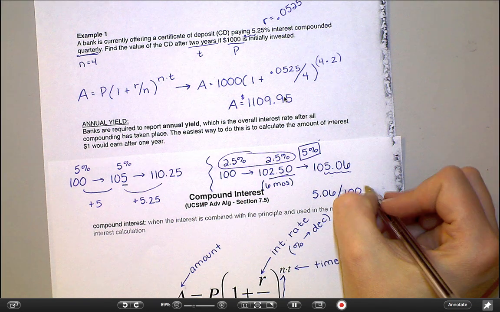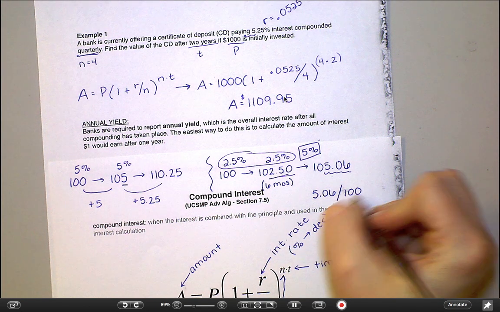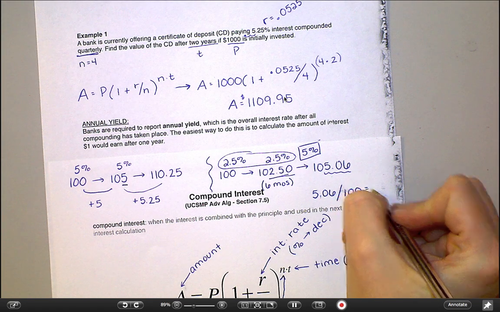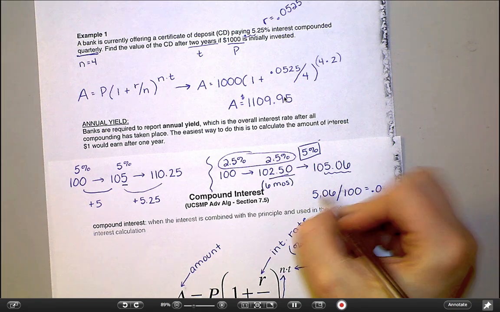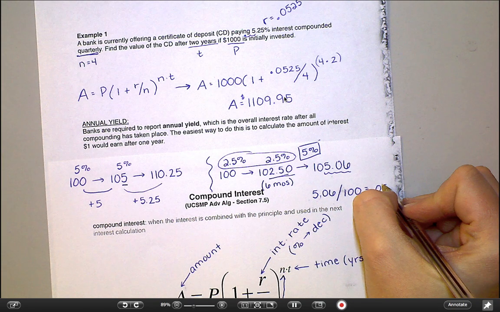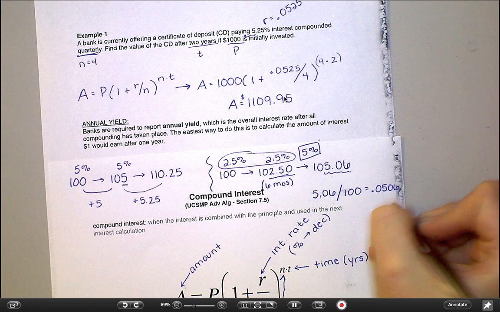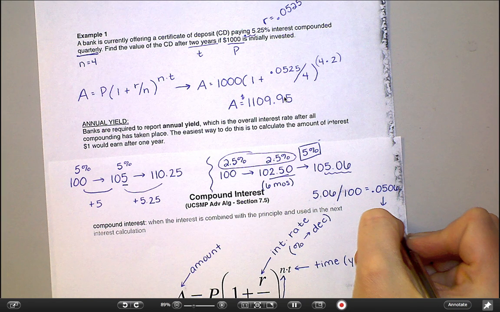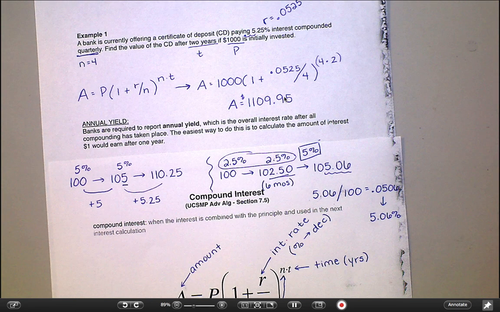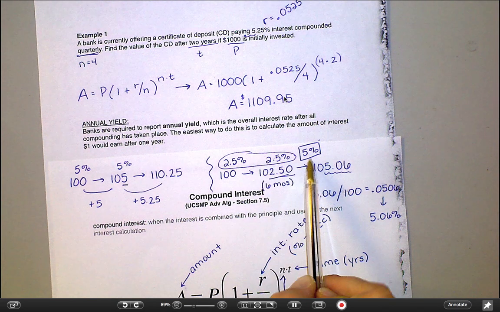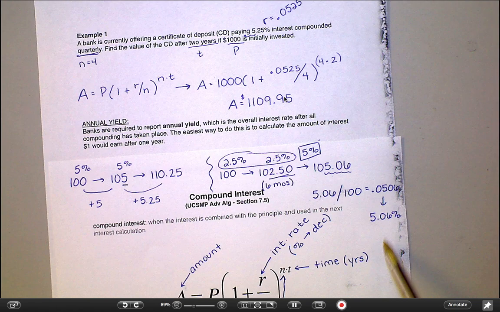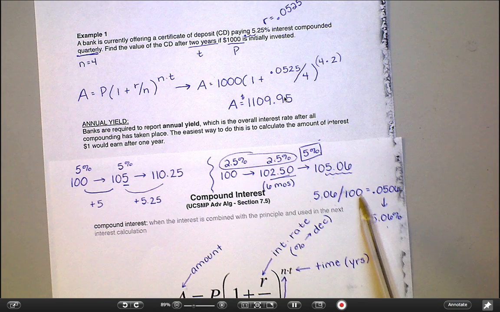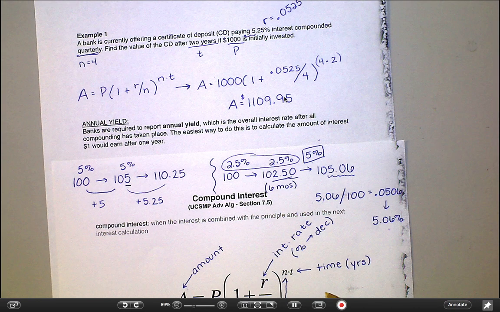If I divided that and made it like a percentage, now that's out of 100, so it's really just going to be 5.06%, but I would get 0.0506, which is 5.06%. So even though it was a 5% interest rate, I actually earned 5.06% interest because of the compounding, okay?